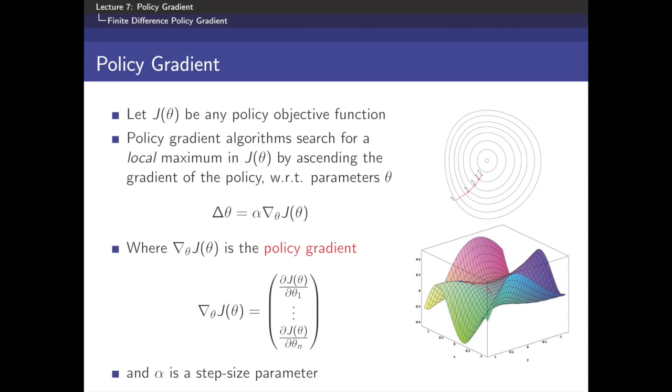Okay, so we'll start with the very simplest version, which is finite difference policy gradient methods. So let's begin with this familiar idea of what policy gradient is. In the last lecture we considered gradient descent, because we had something like a mean squared error, and we were trying to minimize the error.